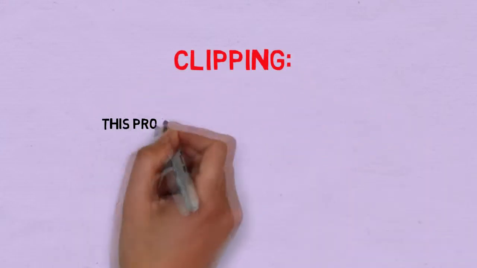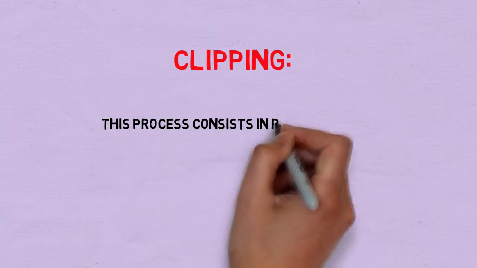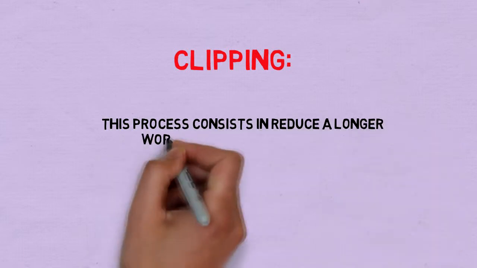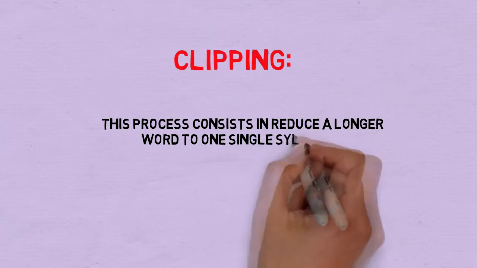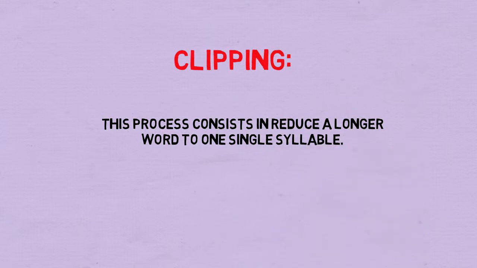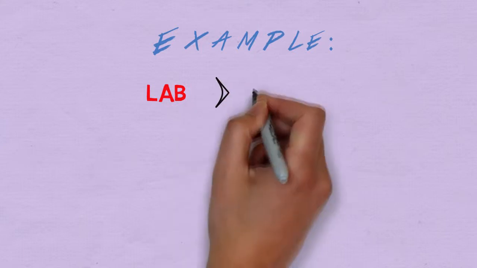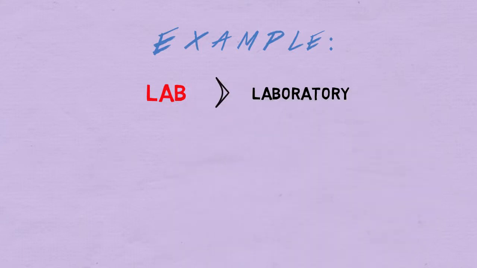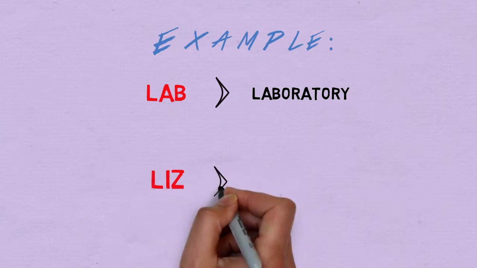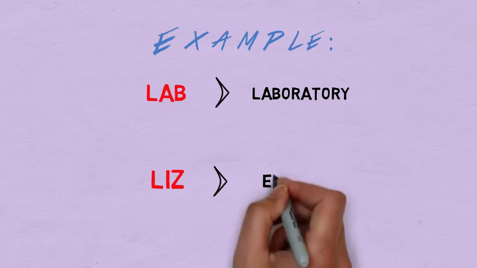Another similar term is clipping. This process consists in reducing a longer word to one syllable. For example, a clipped form may replace the original word, such as the use of lab in place of laboratory. Also, English speakers clip others' names, such as Liz in place of Elizabeth.